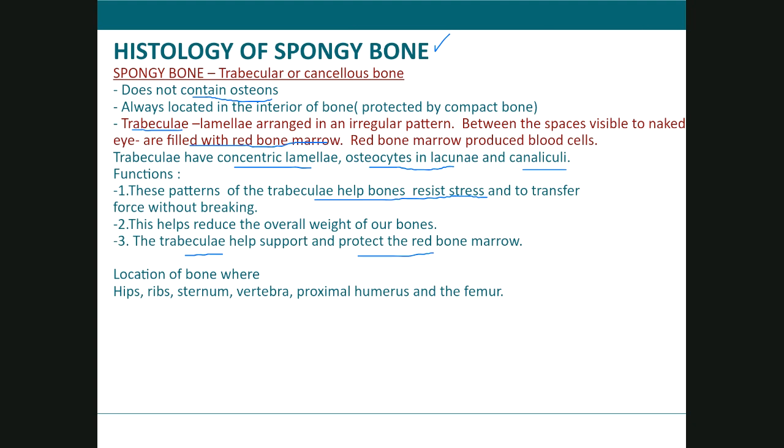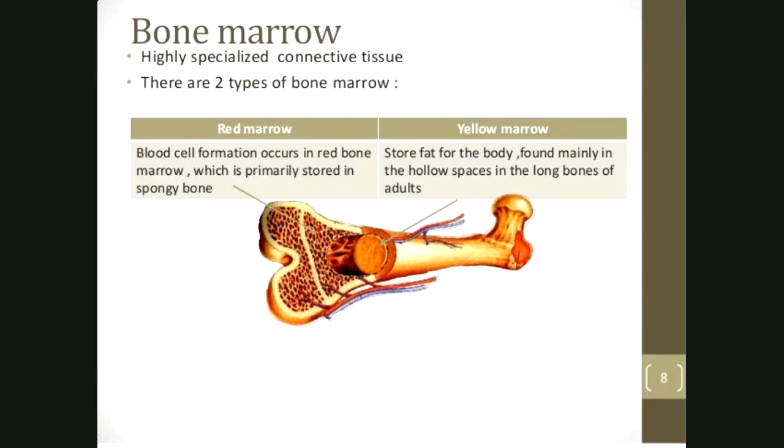So where do we see these? We can see red bone marrow in the hips, ribs, sternum, vertebrae, proximal humerus, and femur. This is an example of the two types of bone marrow that exist in bone. There's red marrow, and again, that's in the spongy bone, and through hematopoiesis we produce red blood cells, white blood cells, and platelets. And then we have yellow bone marrow within the medullary cavity of long bones, and this is where we store triglycerides.